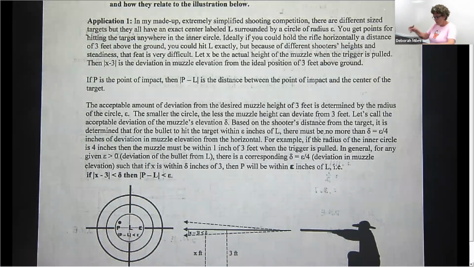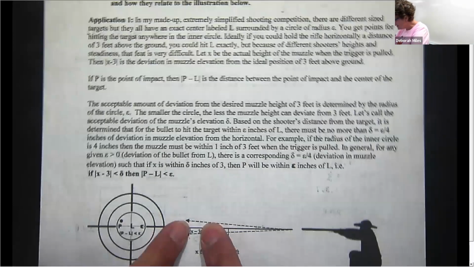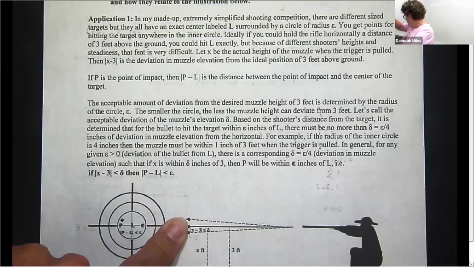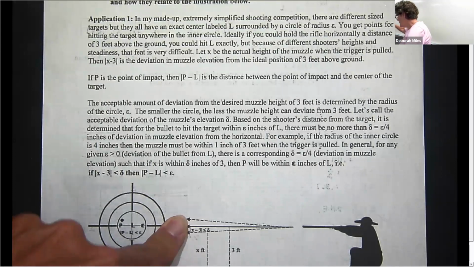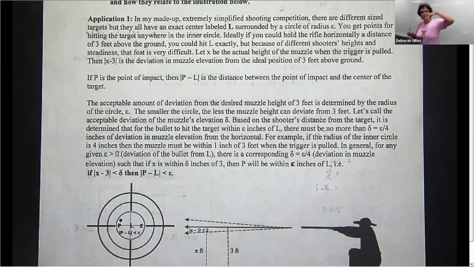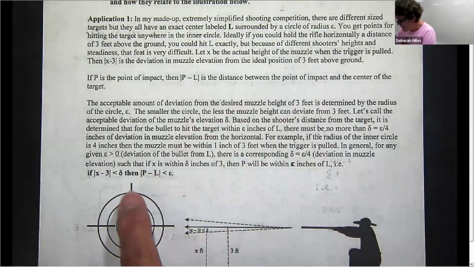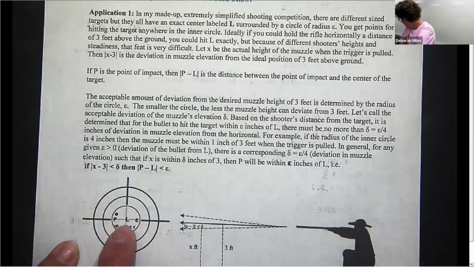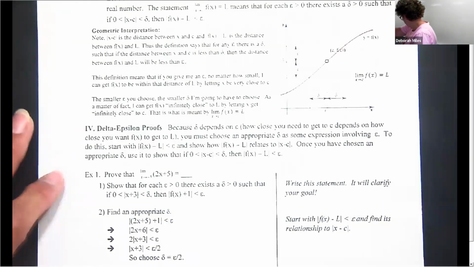And the other thing that I wanted you to get from this is absolute value is distance, right? So when I say absolute value of x minus 3, that's the distance from where your gun actually is to where it's supposed to be at exactly 3 feet level. Absolute value of x minus 3 is the distance between perfectly level and where your gun actually is pointed at the time you pull the trigger. Absolute value of P minus L is the distance between where your bullet hits and that dead on target. All right, so if you've read this, let's go back and compare it to the definition of limit.